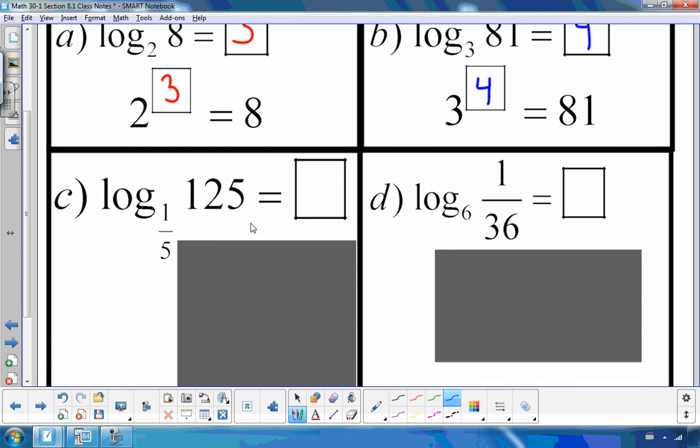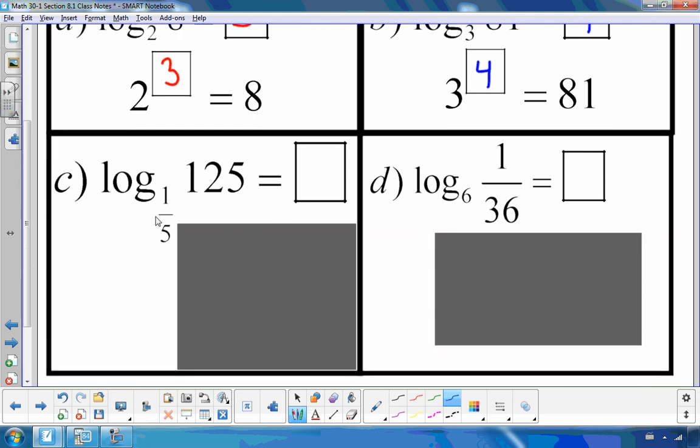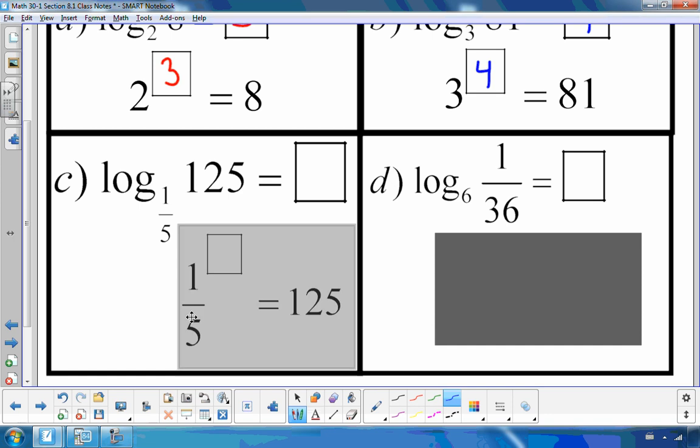Okay, these ones here are a little trickier. Log base 1/5 of 125 is just saying 1/5 to what exponent gives me 125? Well, these kind of look backwards of one another. One's a fraction and the other one's a whole number. I do know that 5 cubed is the same as 125, but that's not what I have. I don't have a base of 5, I have a base of 1/5.